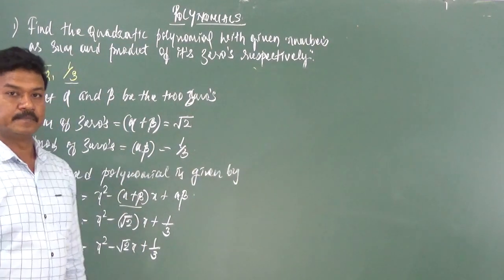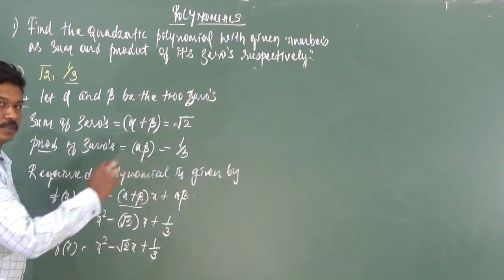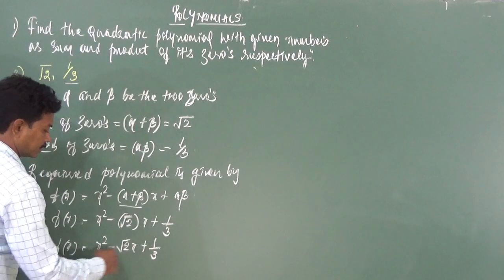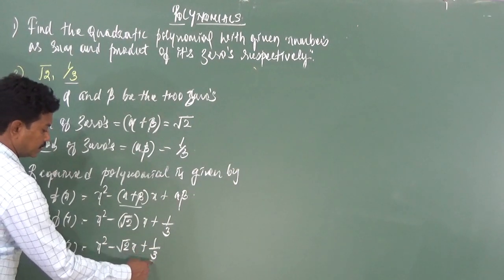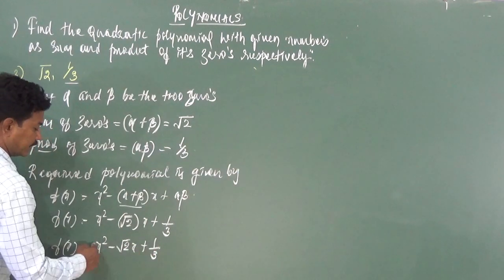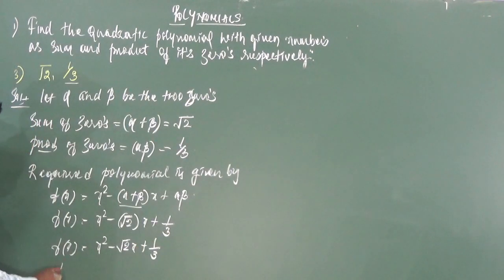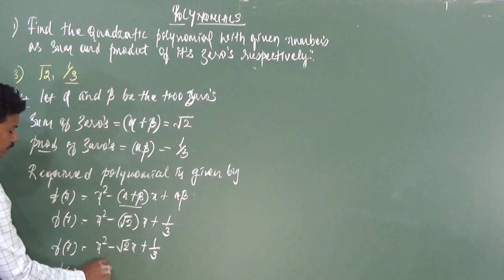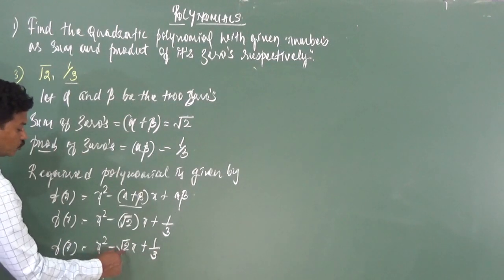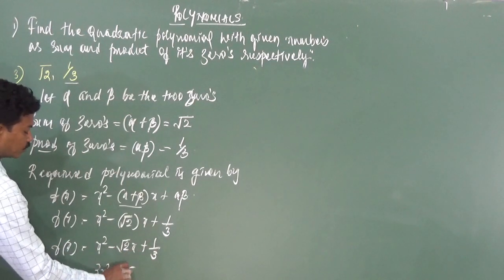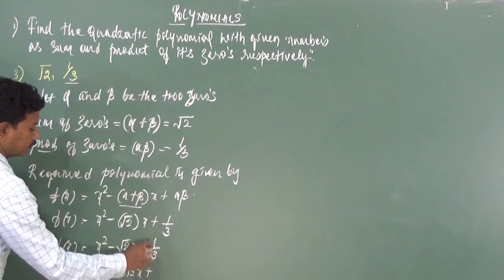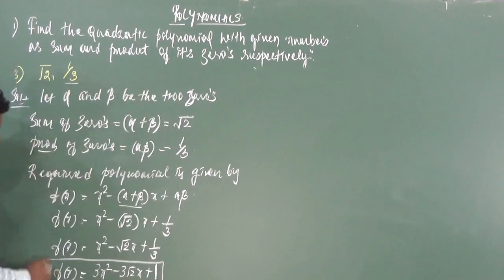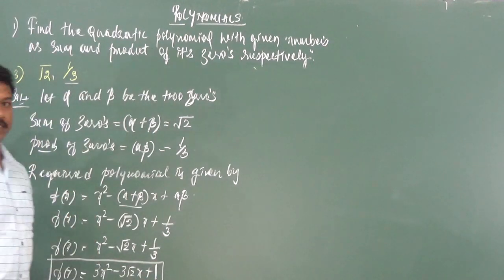What is to be done? Very simple idea, what I told you in the last problem. Multiply the entire polynomial by 3. So it becomes f(x) = 3x² − 3√2x + 1, since 3 into 1/3 is 1. So this is the required polynomial. It's very simple.